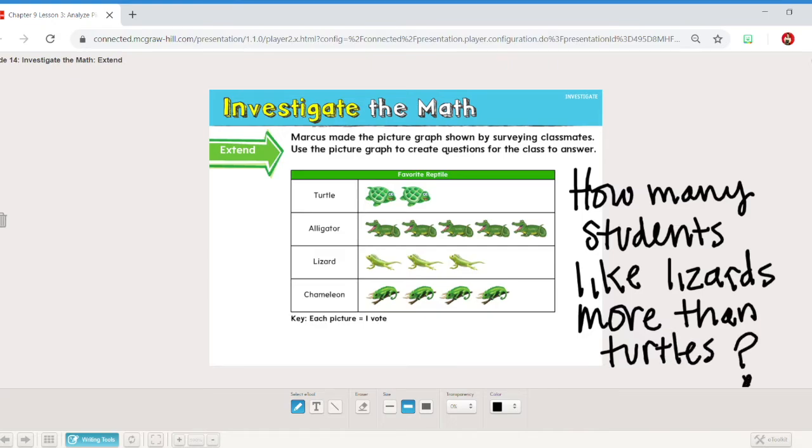The question I ended up asking was, how many students like lizards more than turtles? And I will answer my question here. See, I'm going to use that strategy from before. One little lizard left over, one more. What questions did you come up with? I would love to see them, and I'll answer your questions when you write them below about this graph. So let's see.